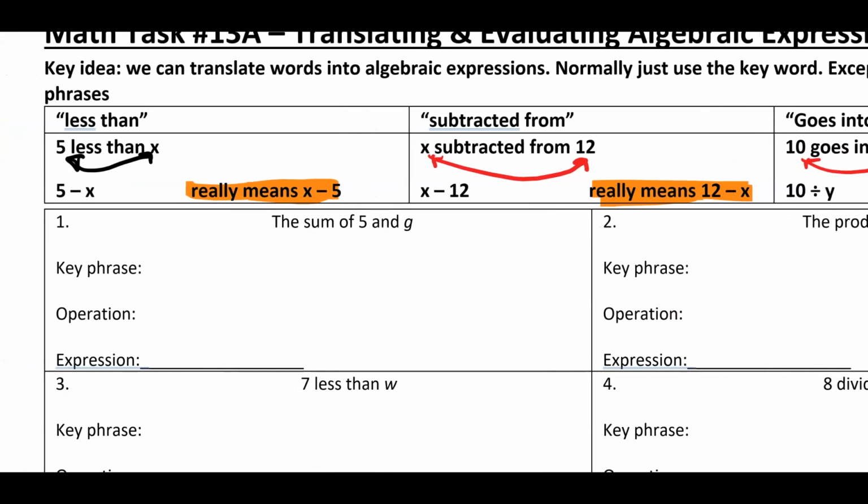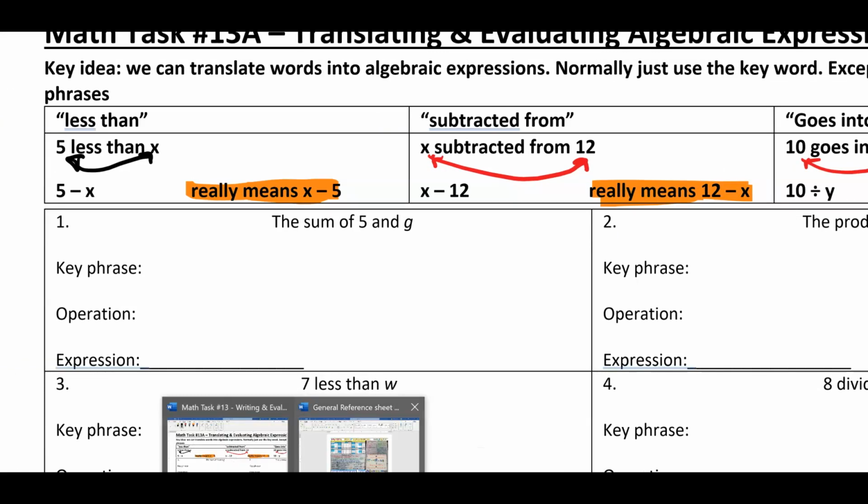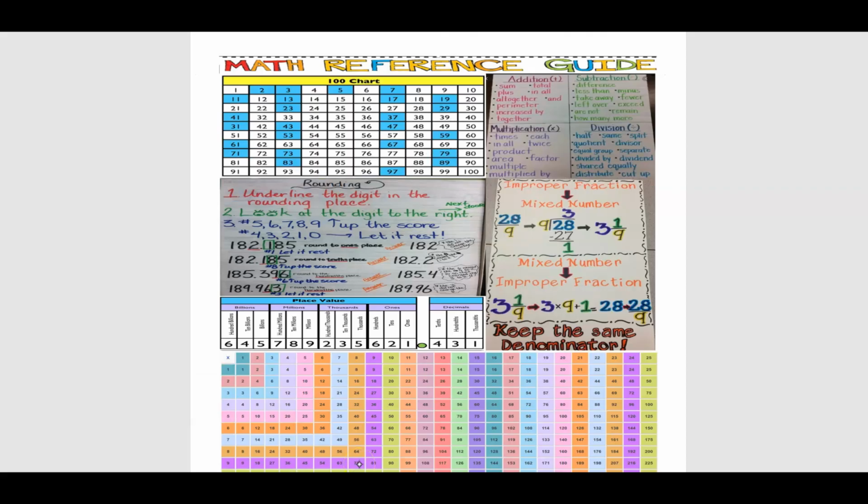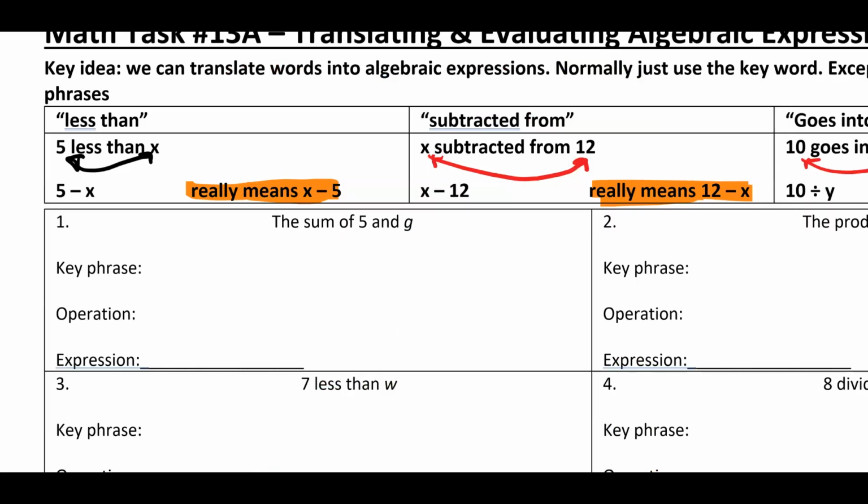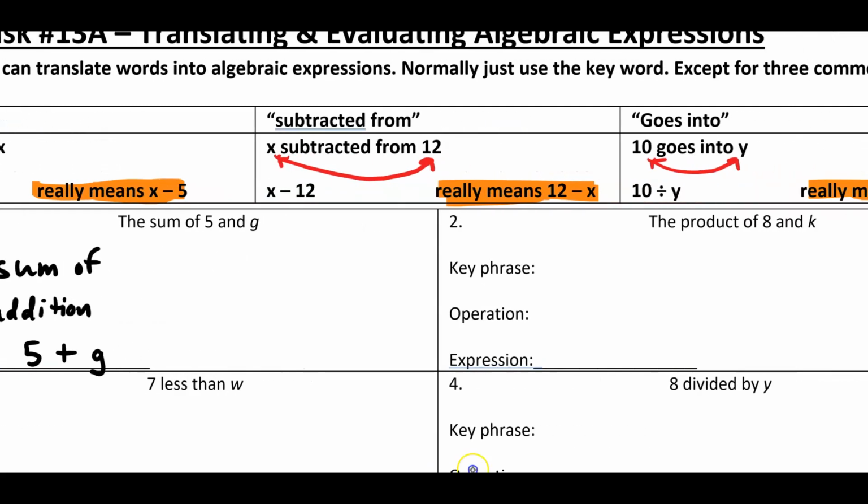So the sum of 5 and g. The key phrase in this one is sum, and if I look over at my chart, I can see sum is addition. So that's how you use the chart. The key phrase is sum of. The operation I know is addition, and the expression that I create is just 5 plus g. You could also write g plus 5 because the commutative property of addition says you can flip things around, right?